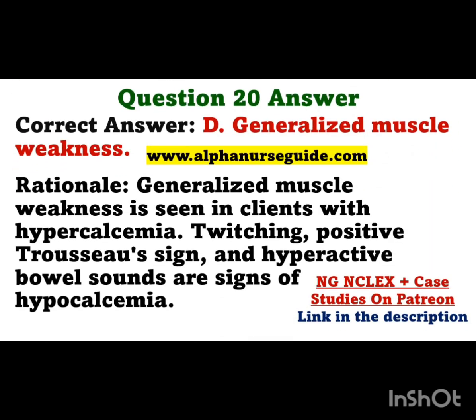The correct answer is D. Generalized muscle weakness. Rationale: generalized muscle weakness is seen in clients with hypercalcemia. Twitching, positive Trousseau's sign, and hyperactive bowel sounds are signs of hypocalcemia.